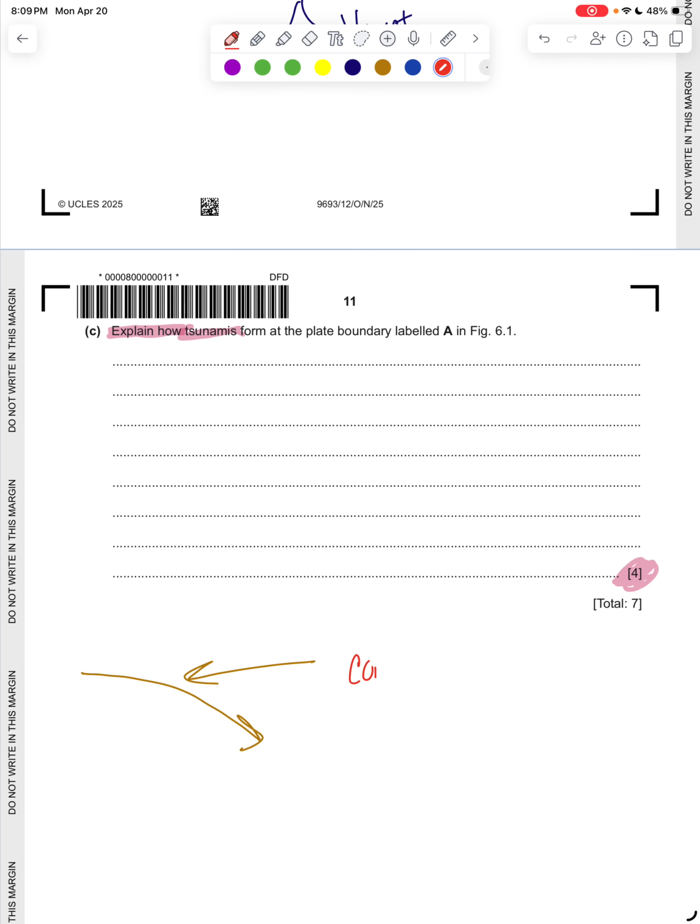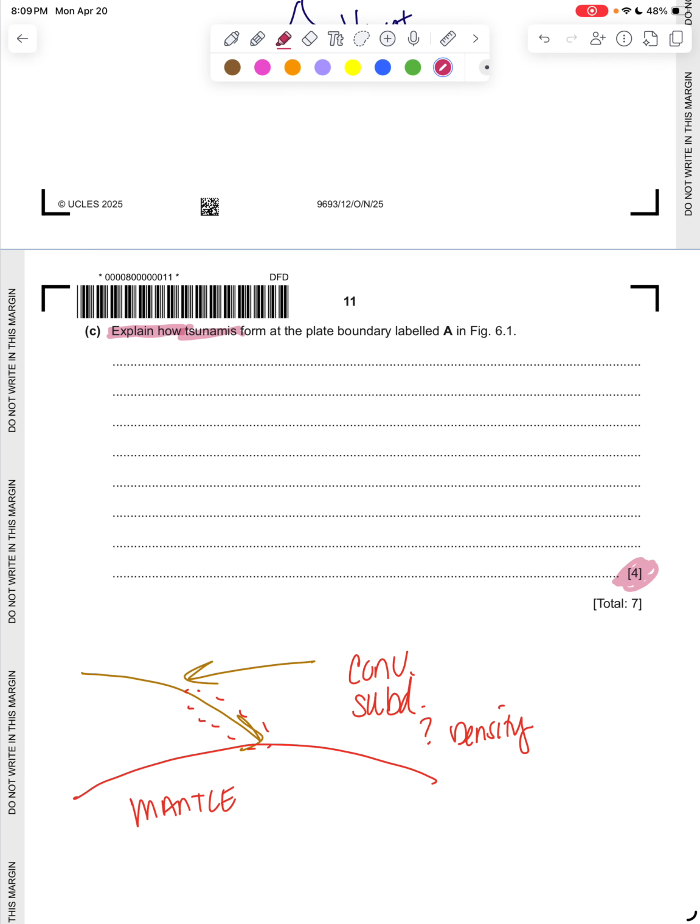okay, we have the convergence. This plate right here is going underneath. We're going to talk about subduction. Why? We need to talk about density. And then once we're down here, there's the mantle, not mantello, mantle. Our sinking oceanic crust is going to remelt. Oh, and I'm going too far. I don't need to talk about remelting at all because I'm not going to form a volcano. So that doesn't matter. If I was going to ask about a volcano, I would go into that.